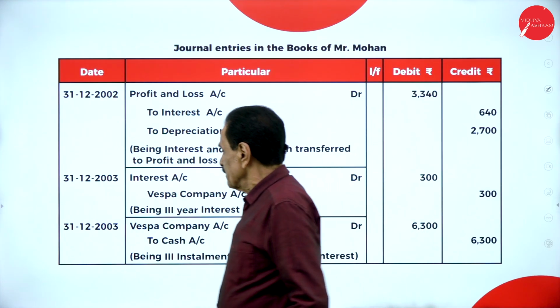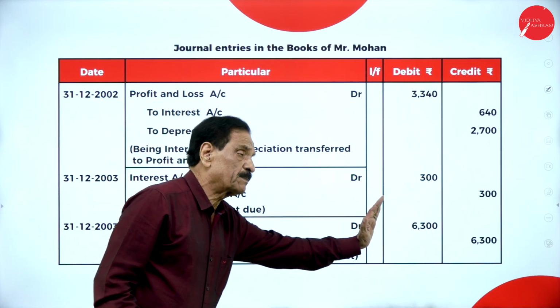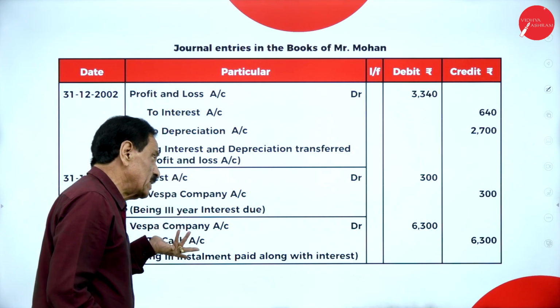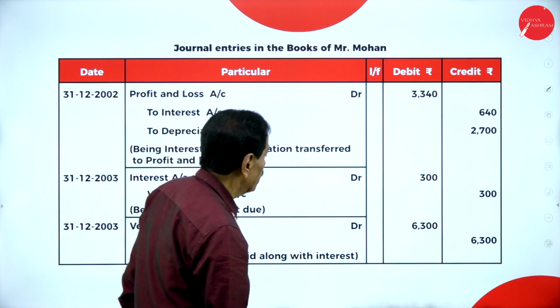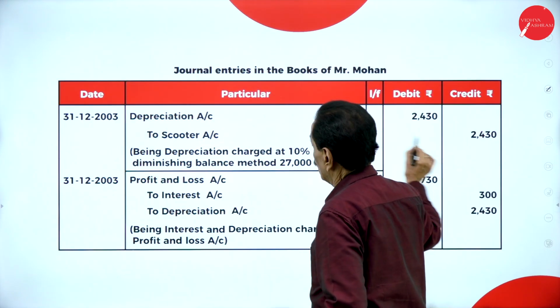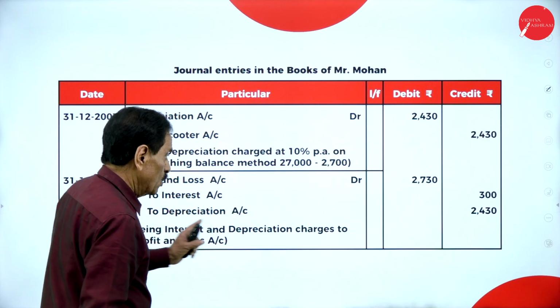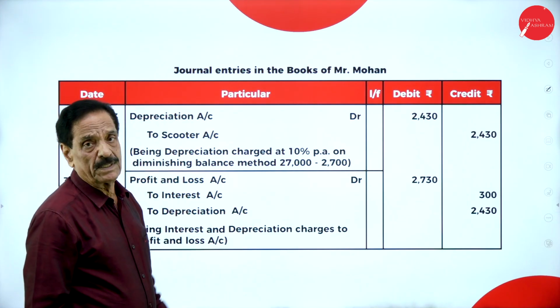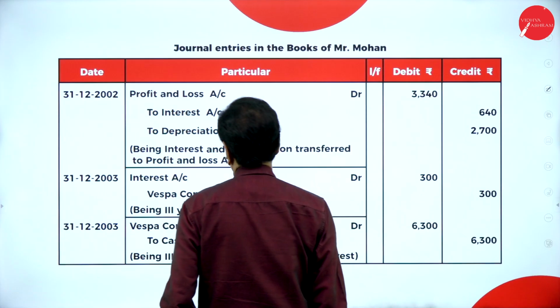So third year, start with interest account debit to hire seller account, Vespa company. He pays that installment. Vespa company account debit to cash account. Then depreciation account debit to scooter account. Profit and loss account debit to interest account to depreciation account. Very, very easy. But only thing, no interest you have to calculate here.